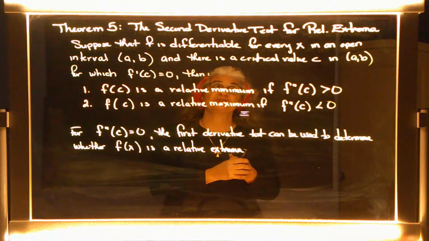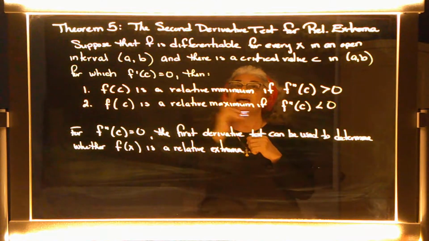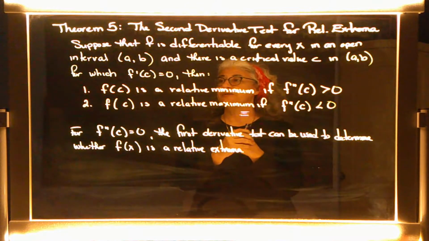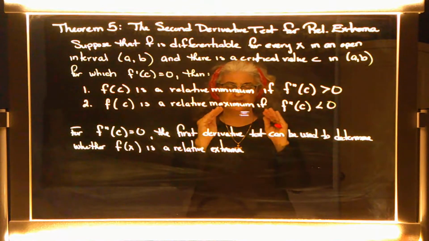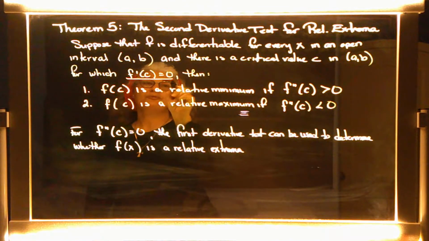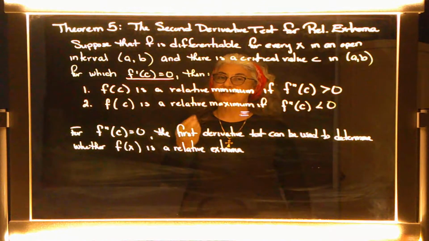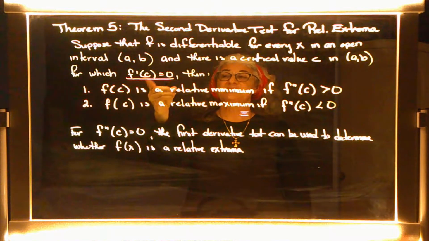Suppose that f is differentiable for every x in an open interval (a, b), and there is a critical value c in that interval (a, b), for which f prime of c is equal to 0. So I'm going to stop right there a second. Notice when it tells me f prime of c equals 0, it's still telling me that to find the critical value, I am going to have to use that first derivative, set it equal to 0 so I can find the critical value.